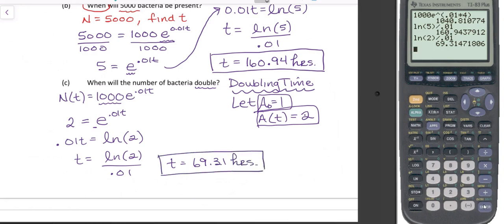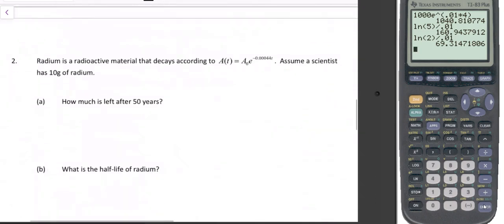So regardless of what the initial amount was, even in the problem where it gave us an initial amount of 1,000, it would take 69 and 1/3 hours to turn that 1,000 into 2,000 or 1,000,000 into 2,000,000. So it doesn't matter what that initial amount is. Okay, so let's take a look at a decay problem.